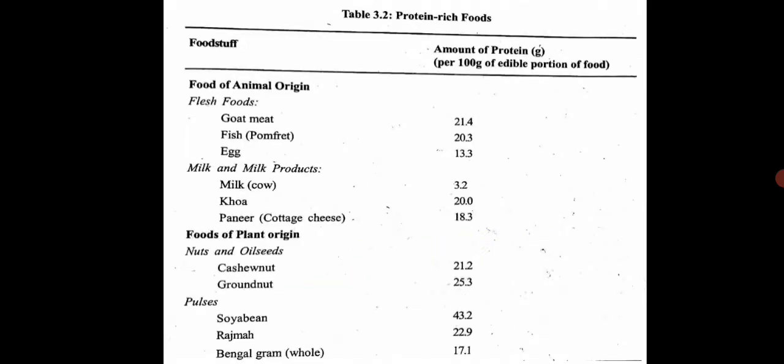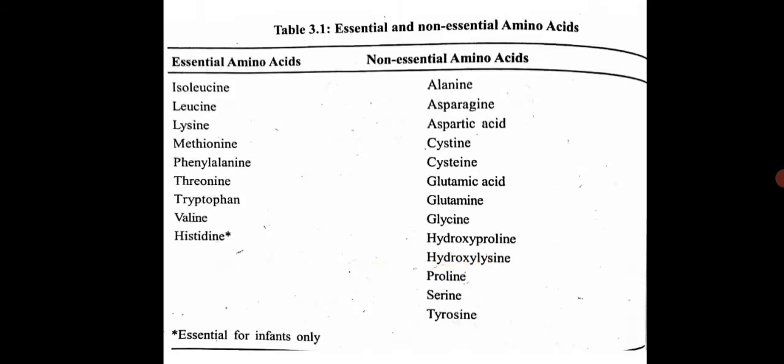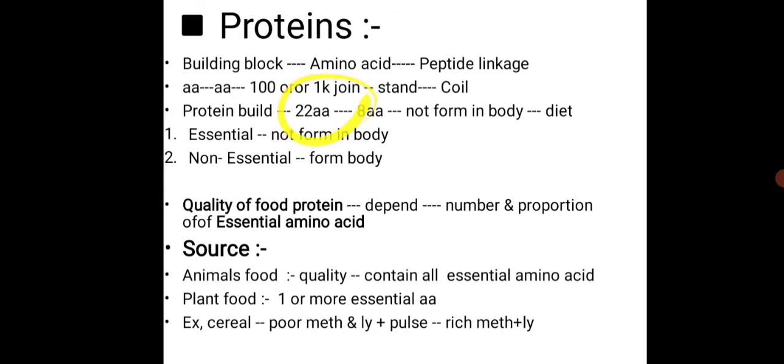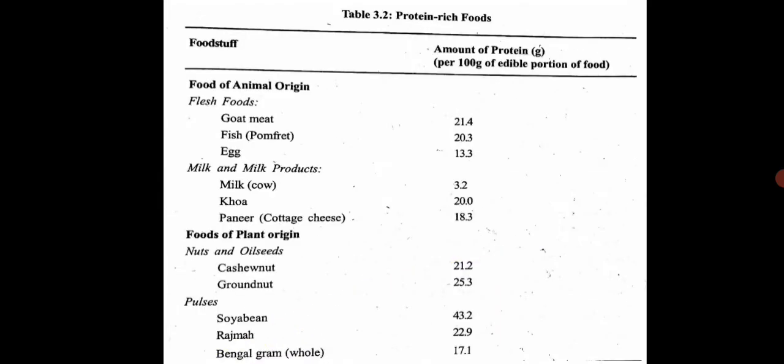Next is what? Mainly we learn about 20 essential amino acids in 12th, but here they say there are 22 amino acids. Okay. Next one is protein rich food. If we are talking about protein rich food, how much food contains how much protein?